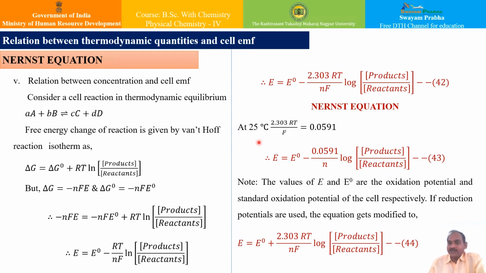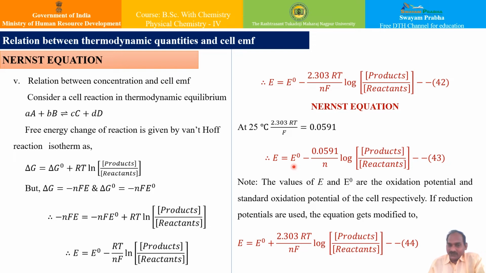At 25 degrees centigrade, this factor 2.303 RT upon F comes out to be 0.0591. This we know very well, and therefore my expression 42 takes the form E is equal to E standard minus 0.0591 upon n log of products upon reactants. Now this value of E and E standard are the oxidation potential and standard oxidation potential of the cell respectively.